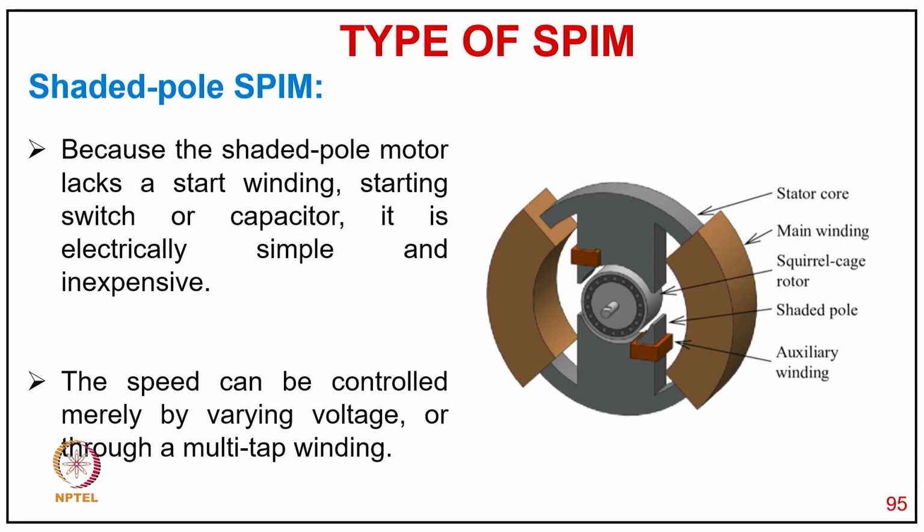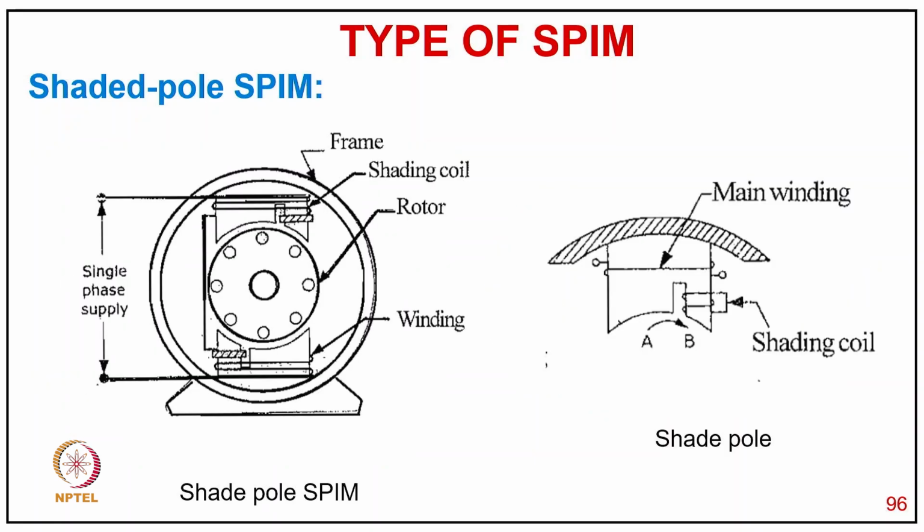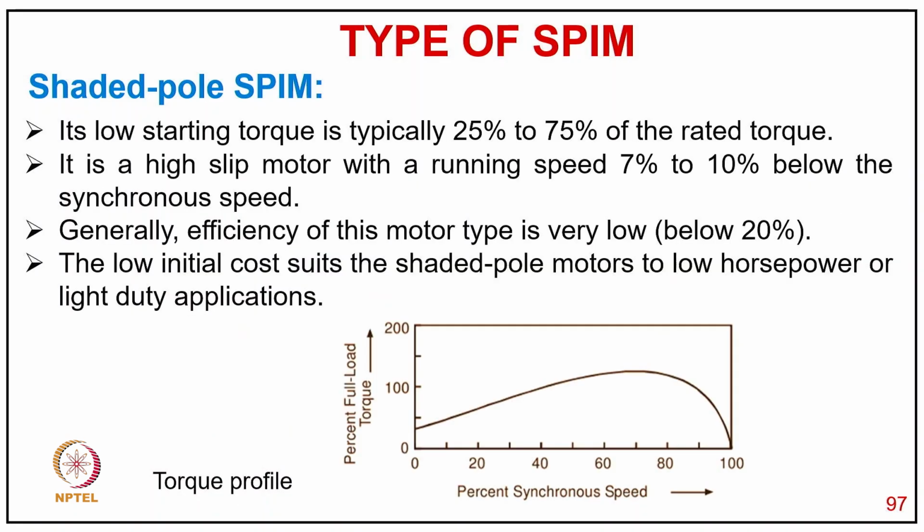Because the shaded pole motor lacks the starting winding, starting switch or capacitor, it is electrically simple and inexpensive. So the speed can be controlled mainly by varying voltage or through multi-tap winding. So you can just see how typically the shading coil is put and how the stator winding is put in this motor, and how simplified this motor is. You can see the torque characteristic is quite smooth, but of course your starting torque is low.